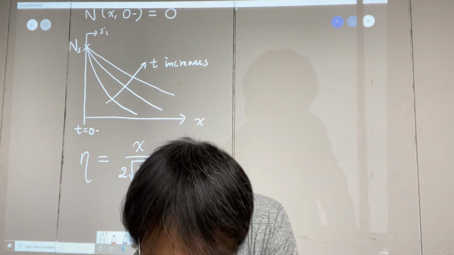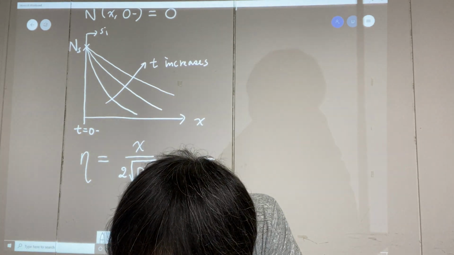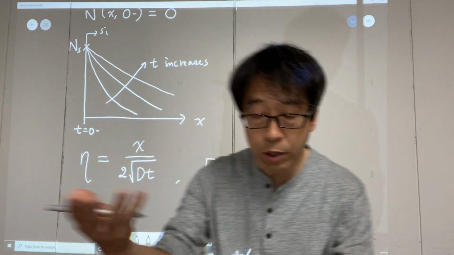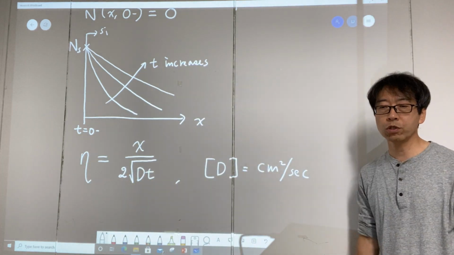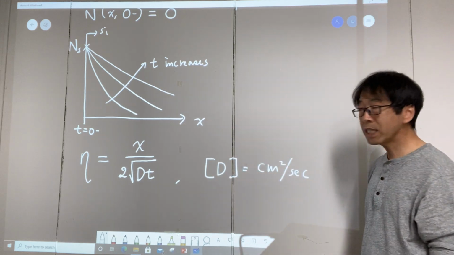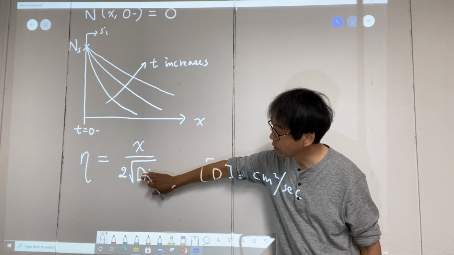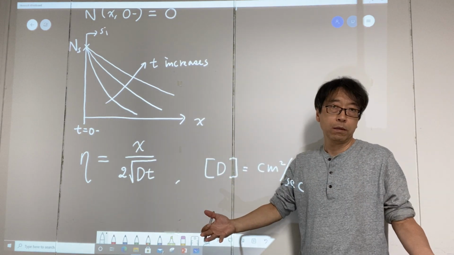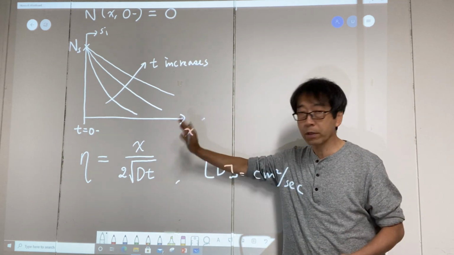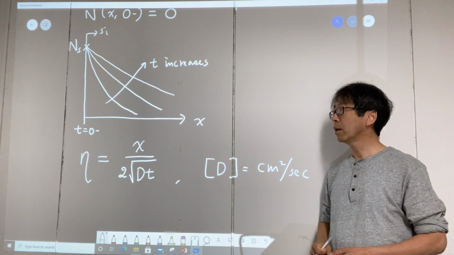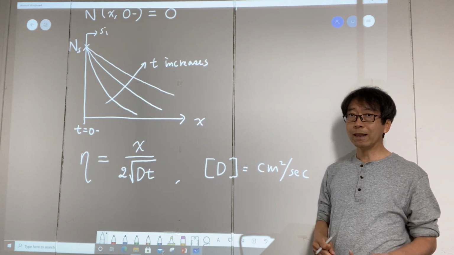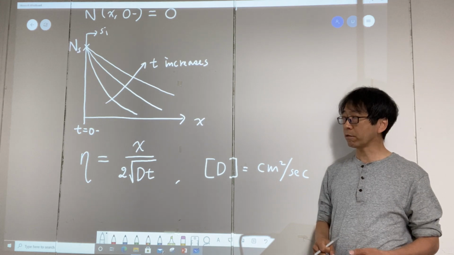What was the dimension of D? Remember, it was like centimeter square per second. Please take a look at your previous note of oxidation. So if you just put it there, take the square root, you see that the dimension of the square root of Dt is nothing but the dimension of the length, centimeter. So centimeter cancels out together, and it's nothing but a variable with no unit. Unitless variable. Isn't that interesting, really, right?